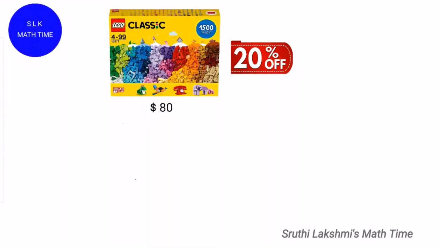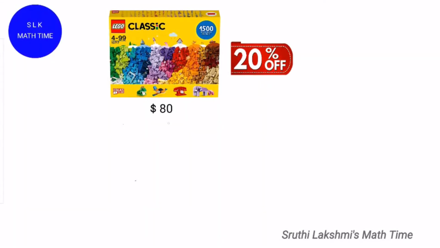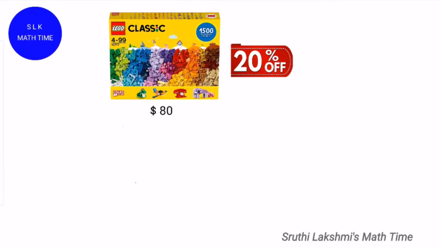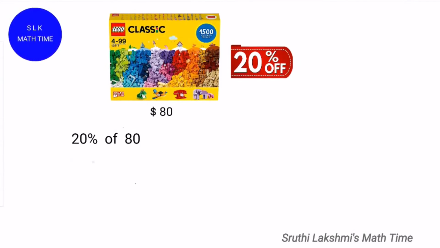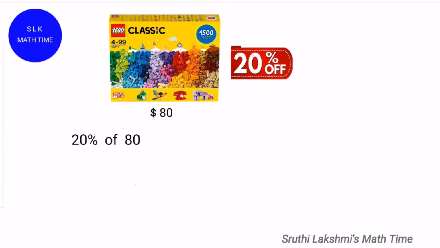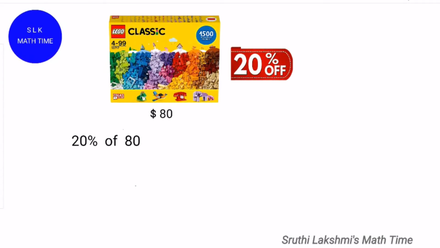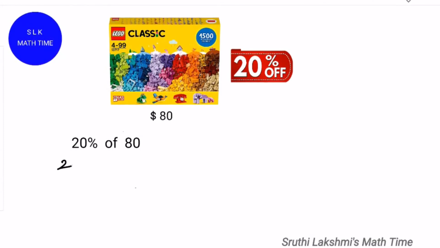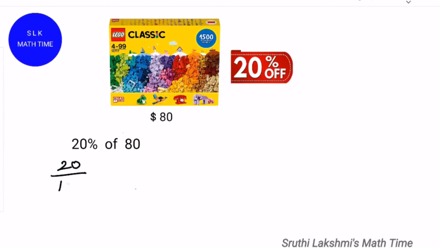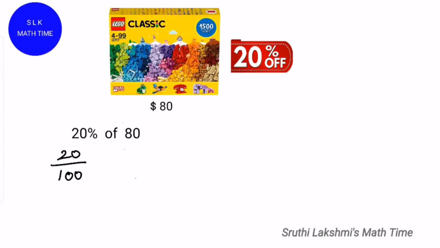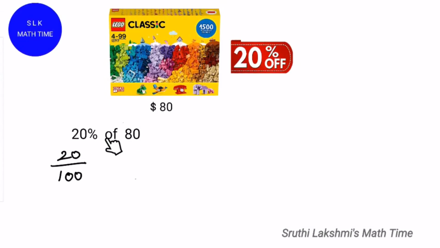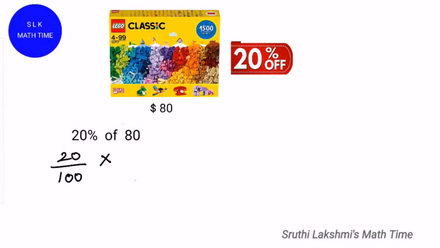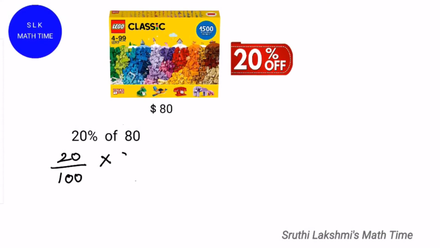Let's see an example. I went to a shop and saw a Lego set for $80. The sign said 20% off. This can be written as 20% of 80. To get rid of the percent sign, we divide. So we write 20 divided by 100. In mathematics, there's a symbol for off, which is multiplication.